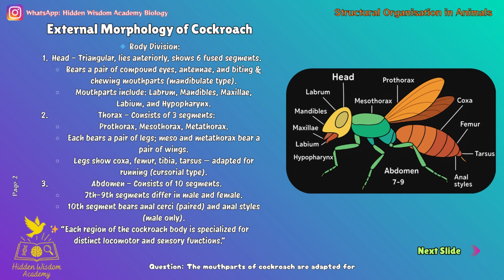The abdomen has 10 segments. In the last few segments, males have anal styles, and both males and females have anal cerci. This body division, called tagmosis, helps the cockroach move, feed, and reproduce efficiently.